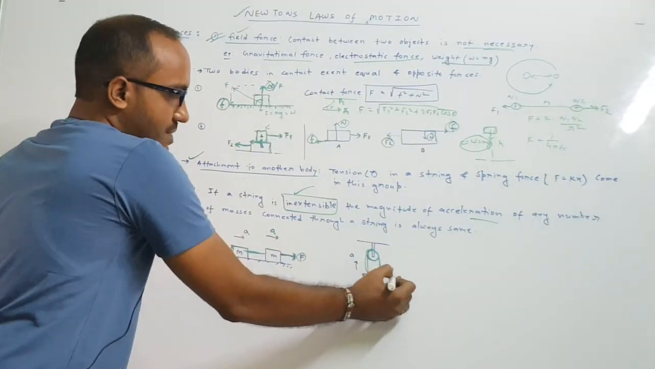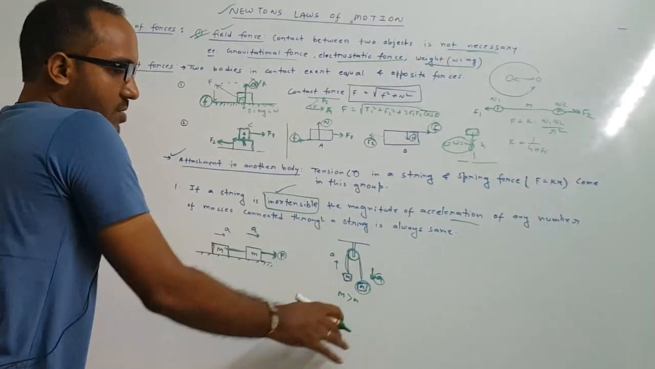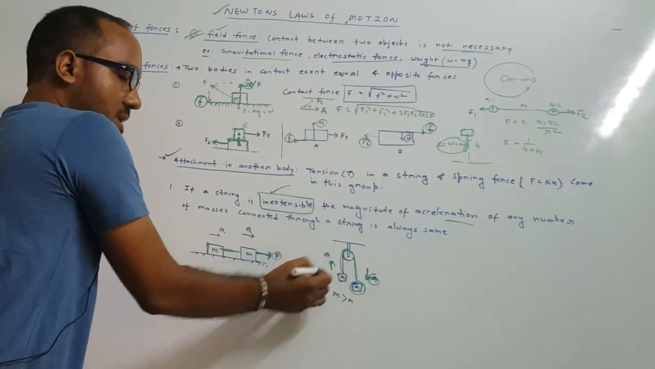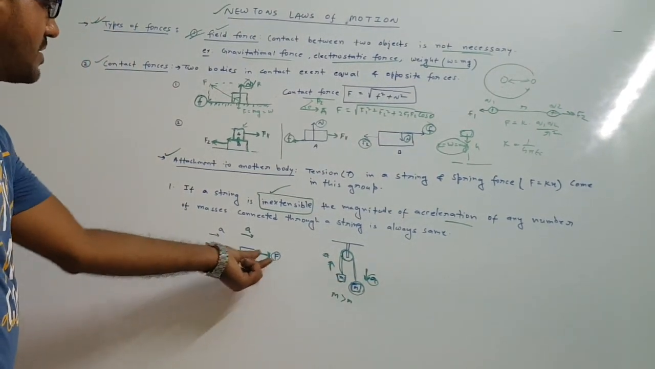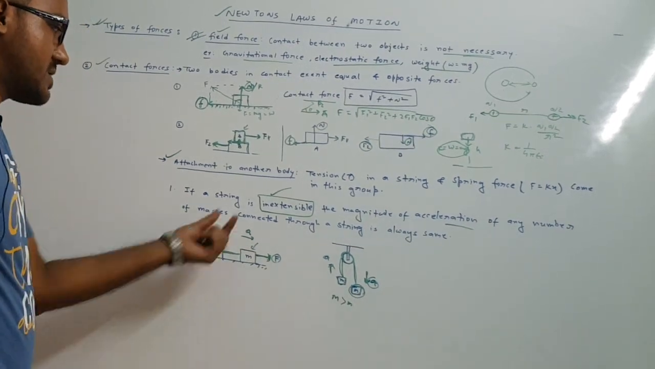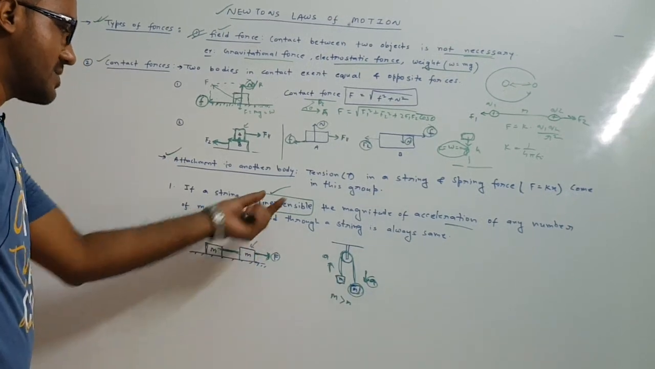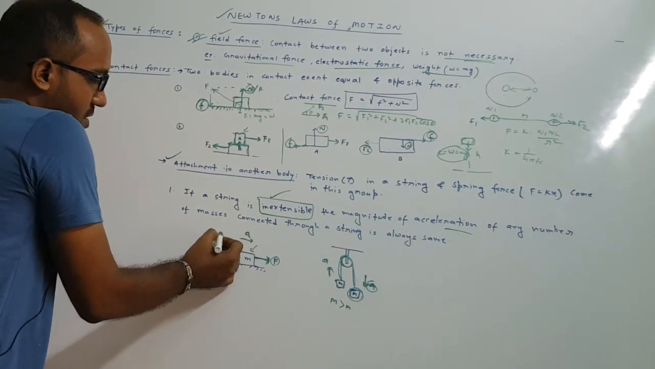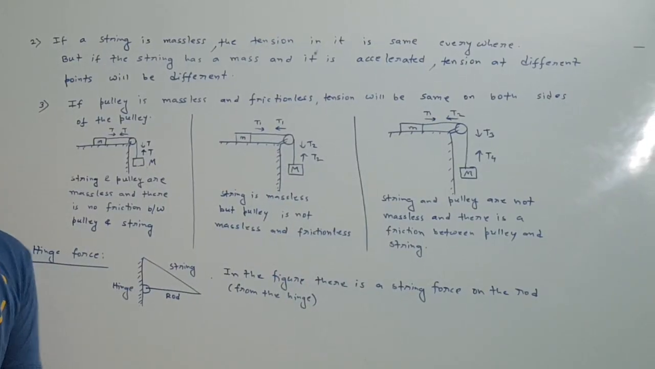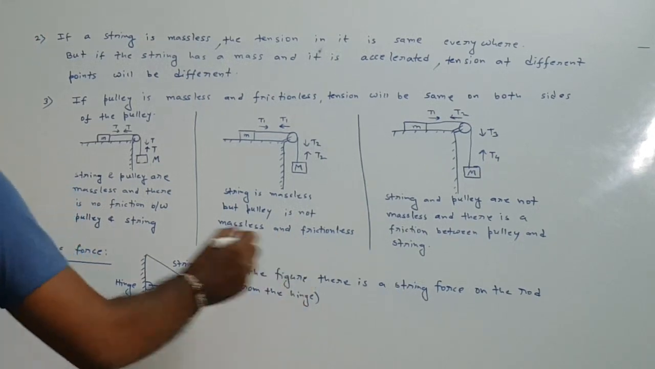That's why if this block has acceleration A downward, that means this object is going upward, so it will have the same acceleration A. If we apply F force on the right-hand side, and that block has acceleration A, we have seen that if this string is inextensible, then the acceleration of this mass will also be A. So let us continue with attachment to another body.